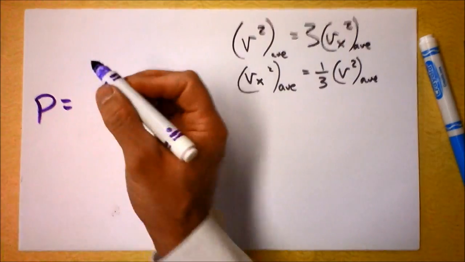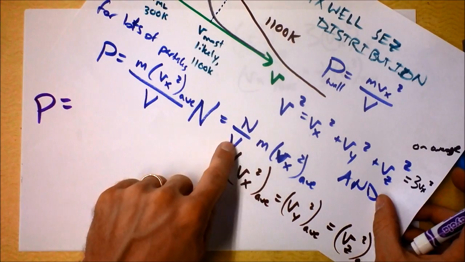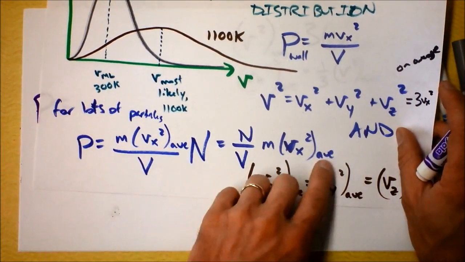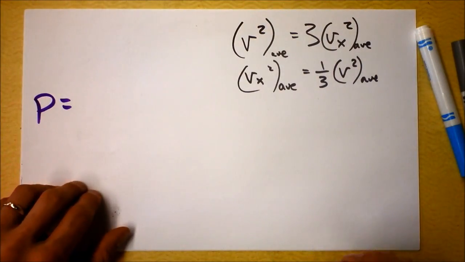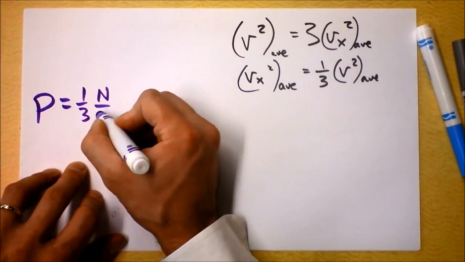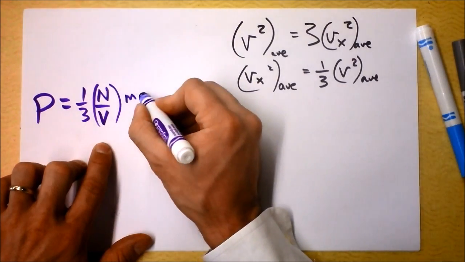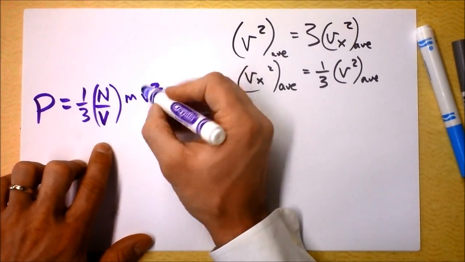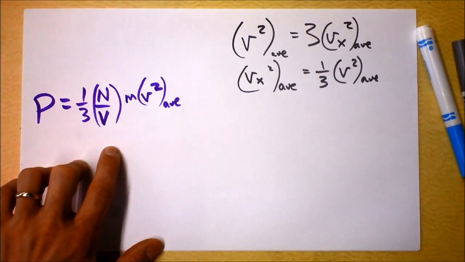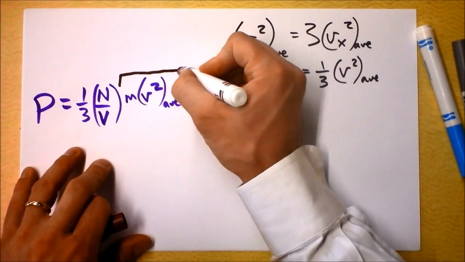We'll go purple for this. Pressure. Now, we had this equation for pressure. Let me remind you what it said. It said pressure is N over V times m Vx square average. And I'm going to say now that pressure is 1/3 N over V times m v square average. But this right here, we can identify what this thing is.